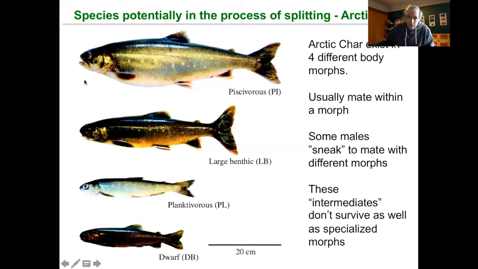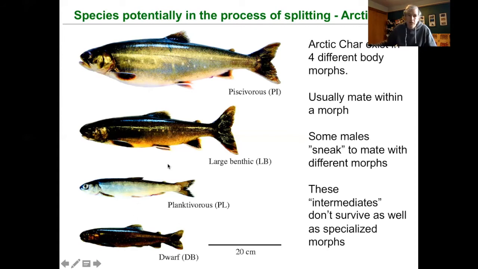Now, in the wild, normally, Arctic char mate within a morph. So normally, male piscivorous morphs mate with female piscivorous morphs, male planktivorous mate with female planktivorous, and things like that. However, as per usual, it's the males that are the problem. So some males will sneak to mate with different morphs, especially the dwarfs and the planktivorous.